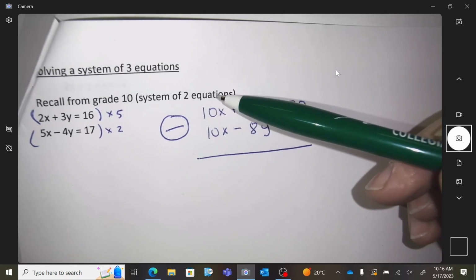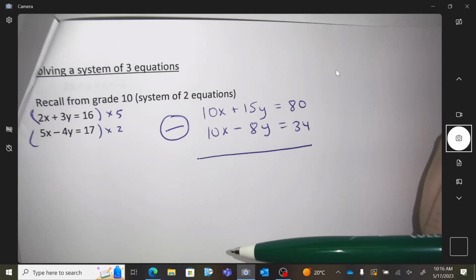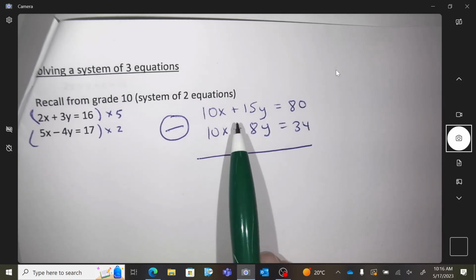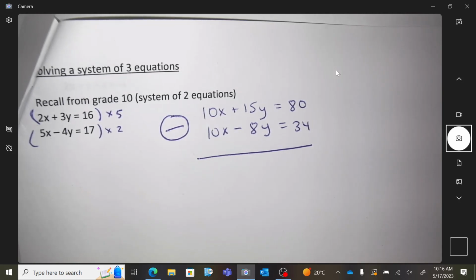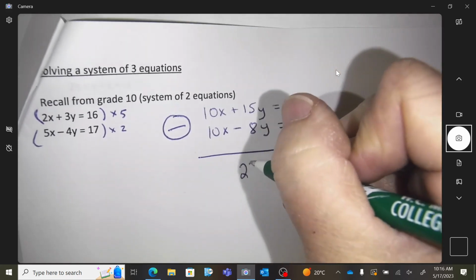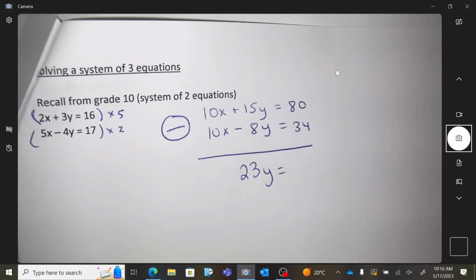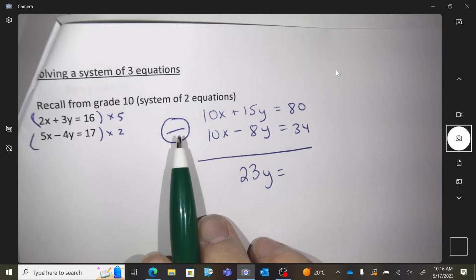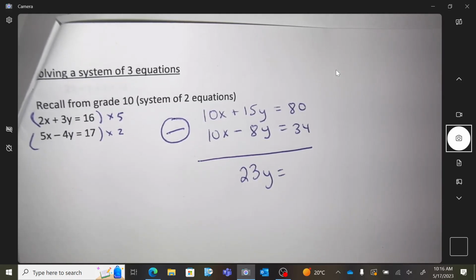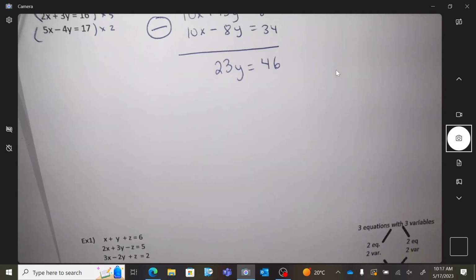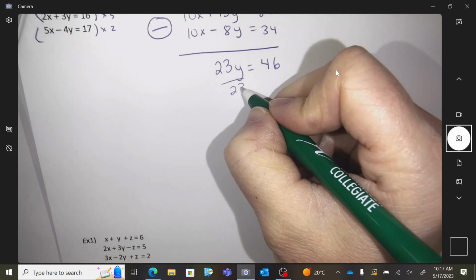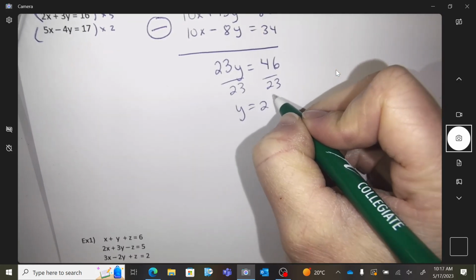So 10x subtract 10x, gone. Okay, be very, very careful here. What is 15 subtract negative 8? 23. Positive 23. Okay, integer stuff, that's got to come back into your brain. Subtracting negatives makes you add, right? And then 80 subtract 34 is 46. So now I have an equation with just a y in it, so I can isolate, divide, and I get y equals 2.